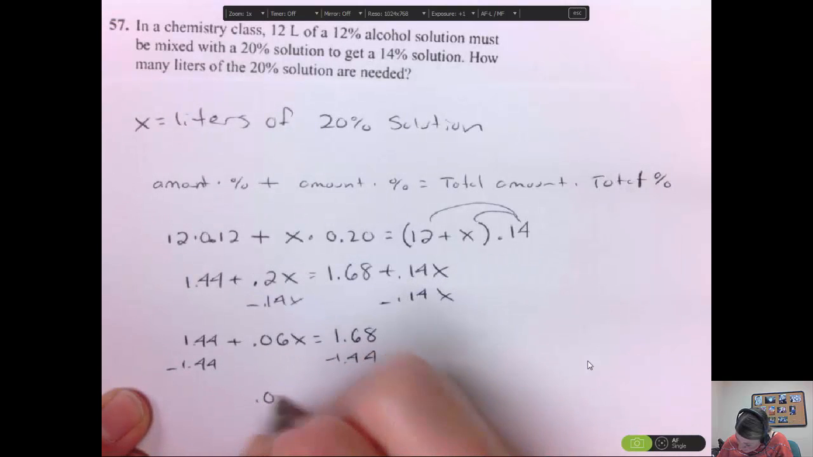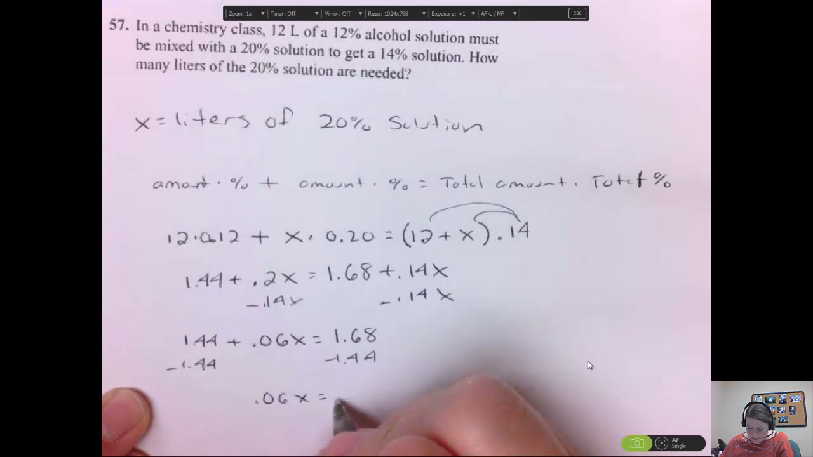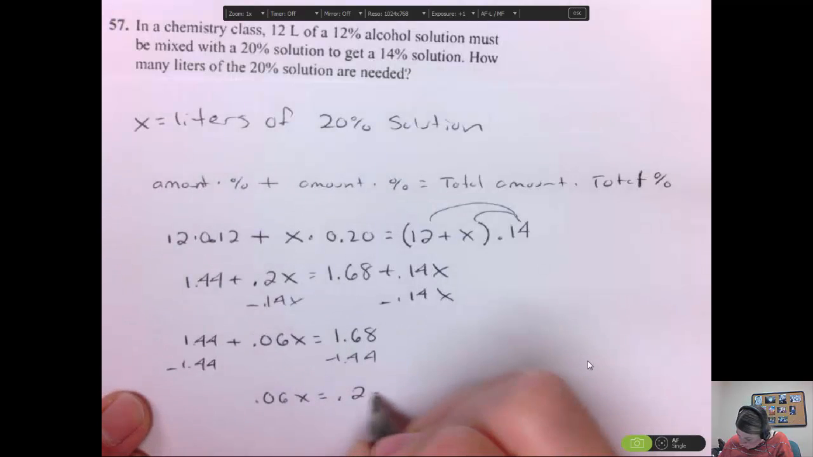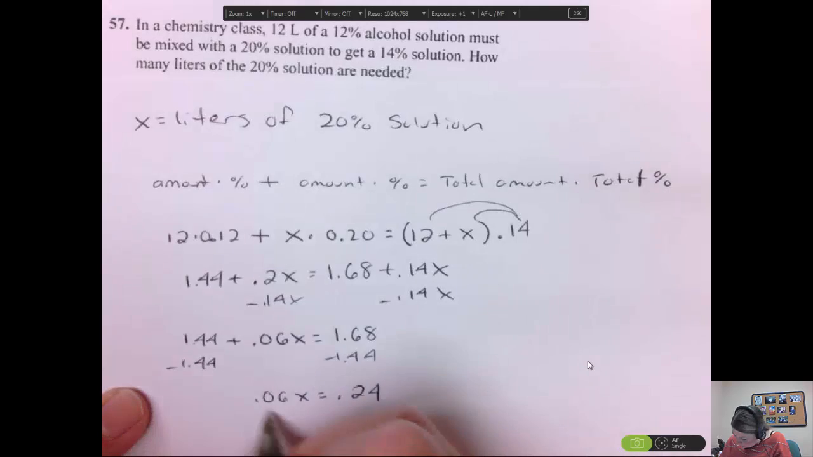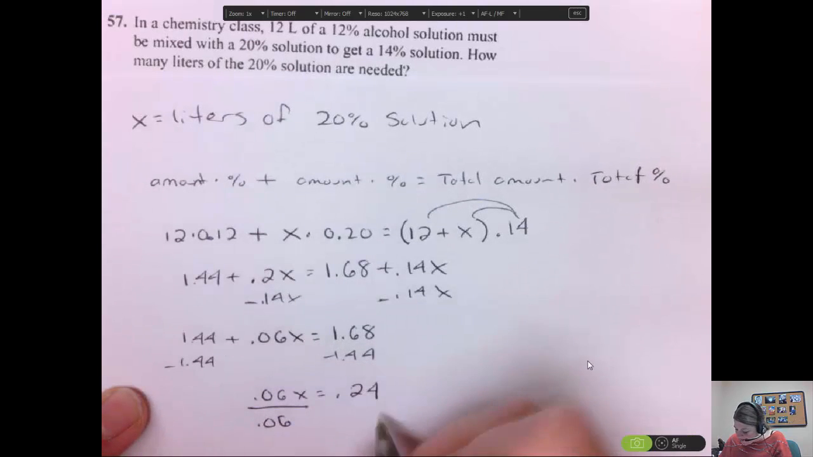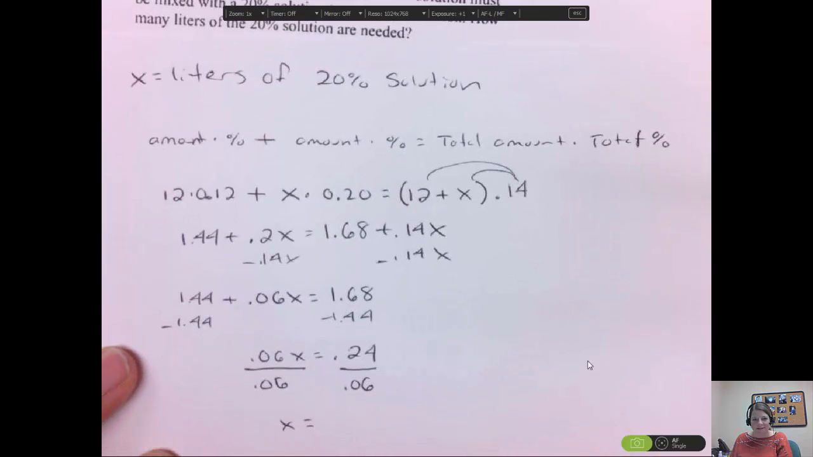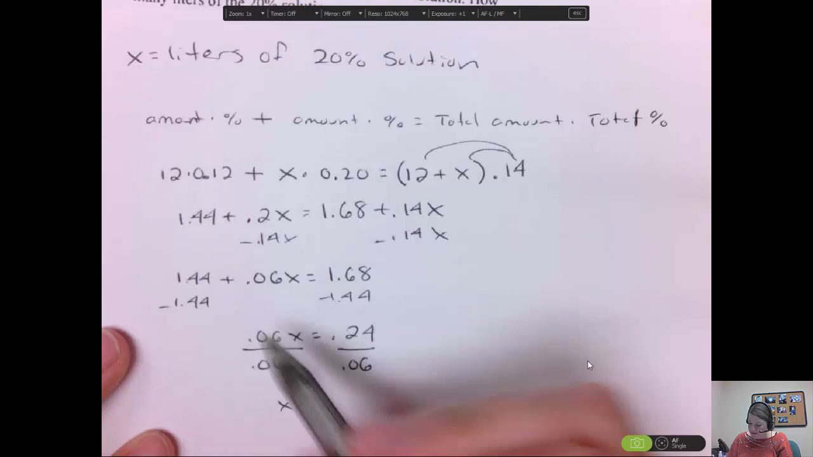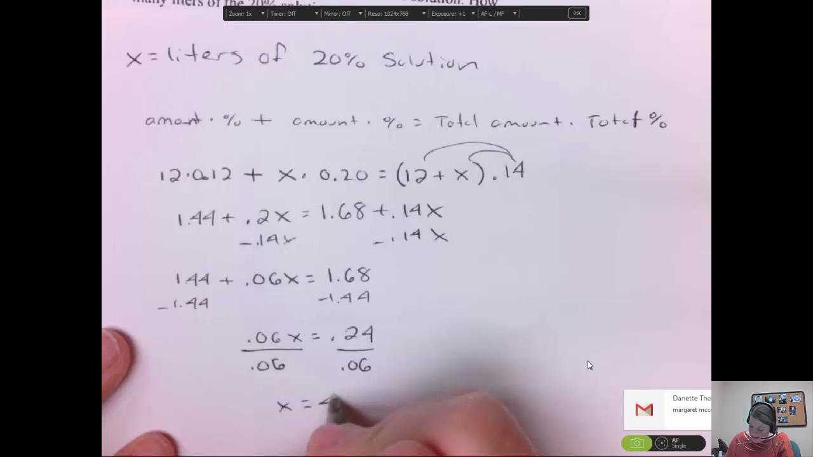So I have 0.06x equals 1.68 minus 1.44, which is 0.24. Then I divide by the 0.06. I keep messing up what I'm saying. If I'm writing something different than what I'm saying, goodness gracious. So I divide, and I get 4 as my answer.